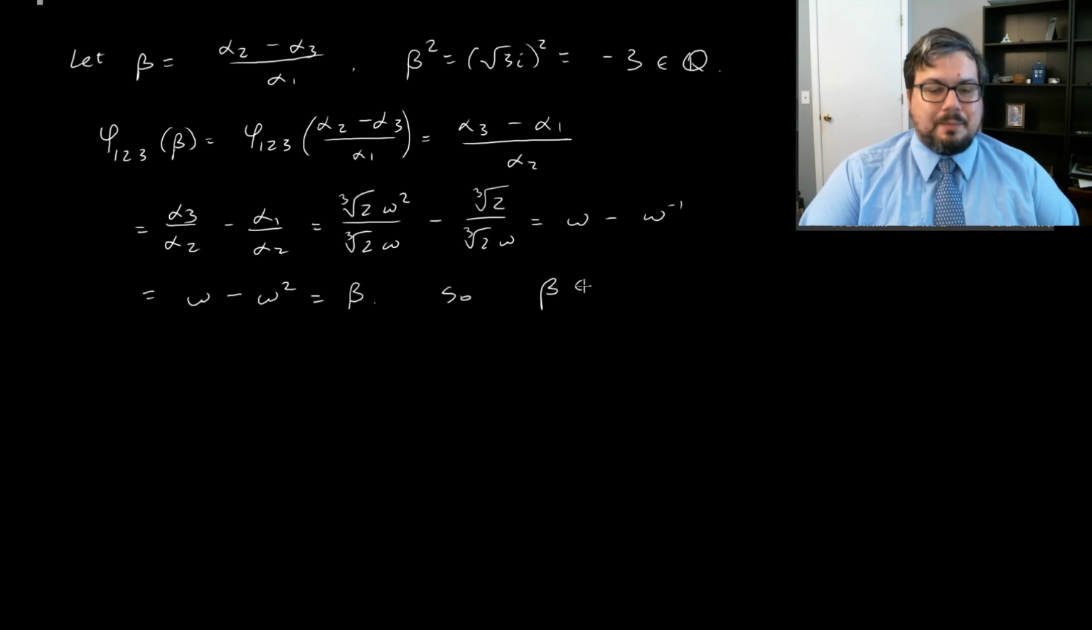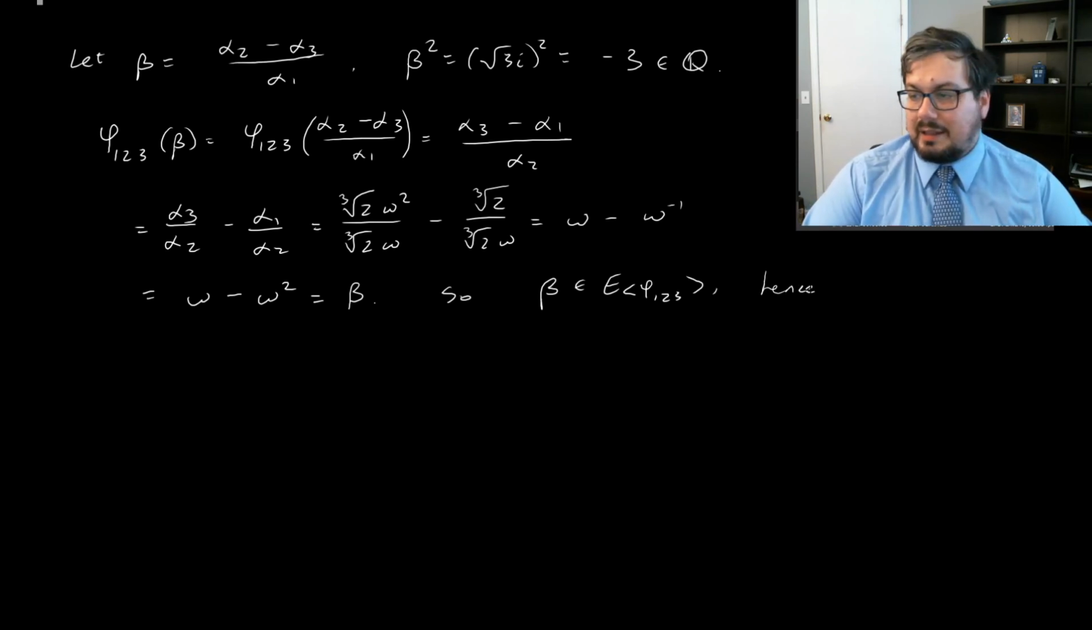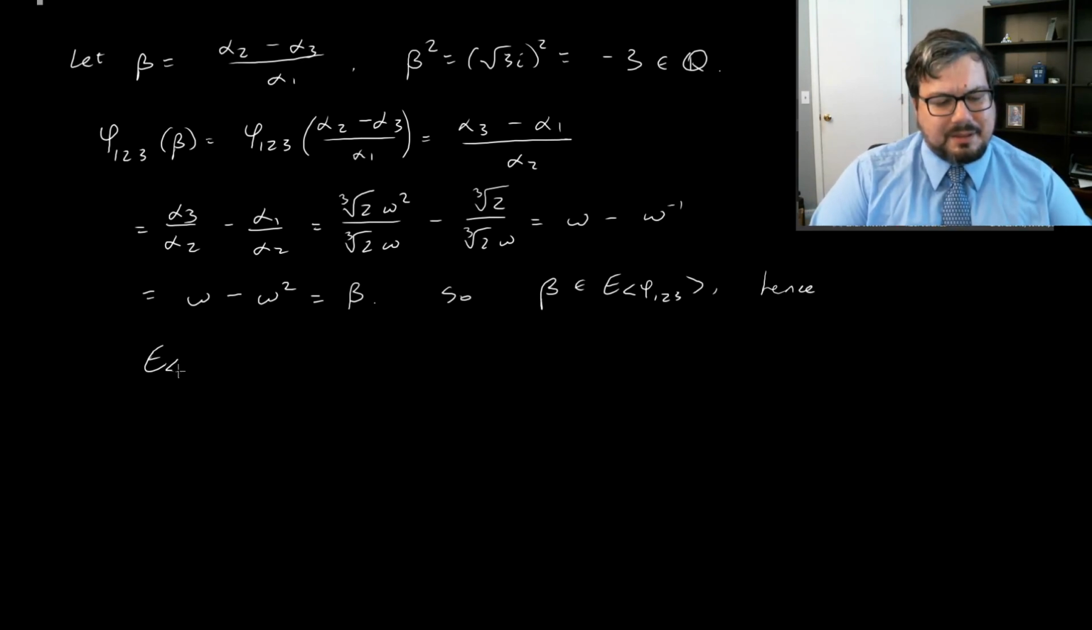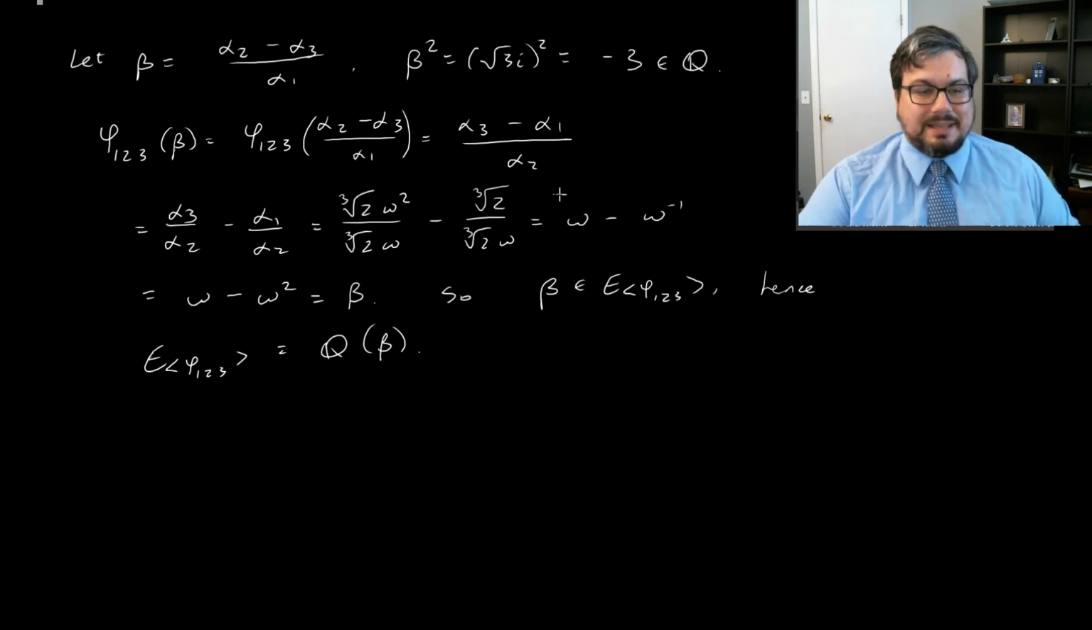So this means that beta belongs to the fixed field of phi 1, 2, 3, and hence the fixed field of phi 1, 2, 3 is going to be Q adjoin beta, where beta is this omega minus omega squared, cube root of the square root of 3i.